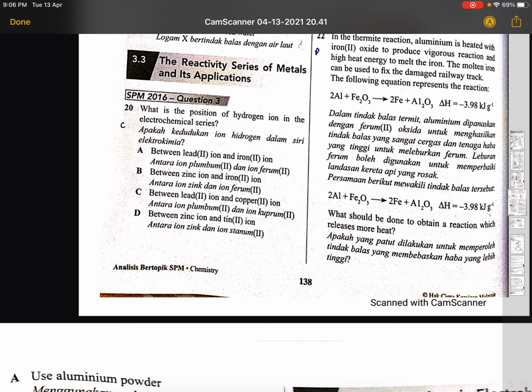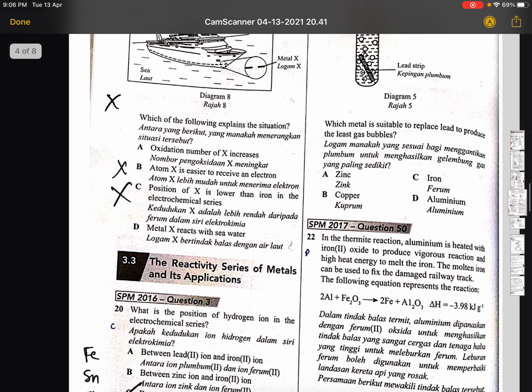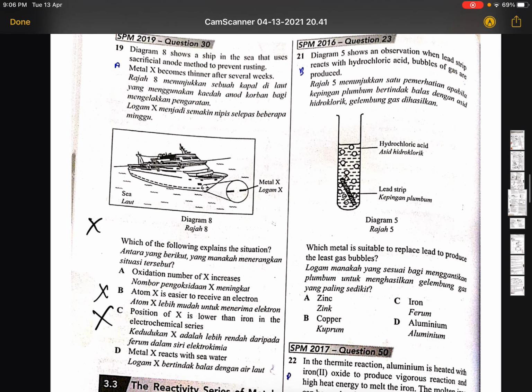Okay. What is the position of hydrogen ion in the electrochemical series? I forgot about this one. I think it's between lead and copper. Yeah, between lead and copper. It's iron, tin, lead, hydrogen, copper. And I believe hydrogen is the same for electrochemical and electroreactivity. I forgot already. But yeah, H is in the middle of copper and lead. That's why hydrogen can displace copper.